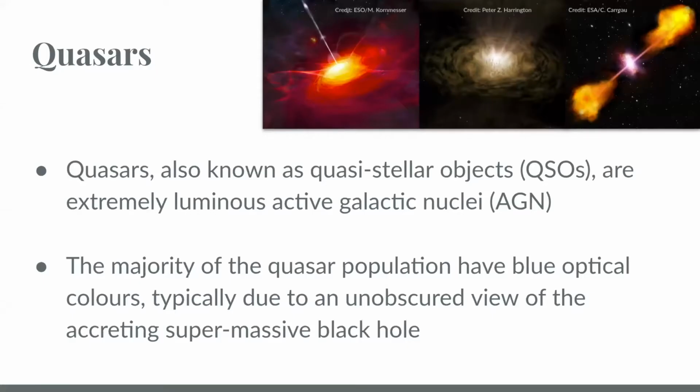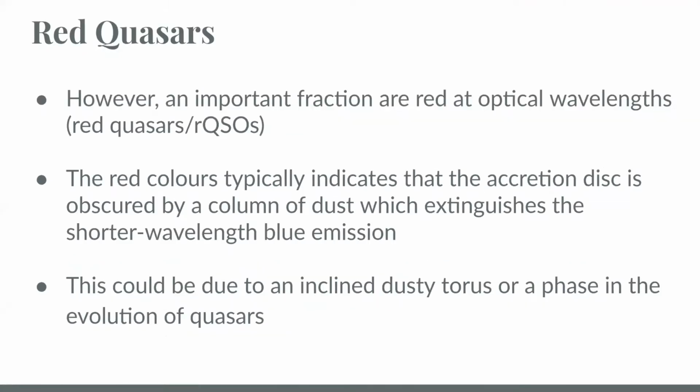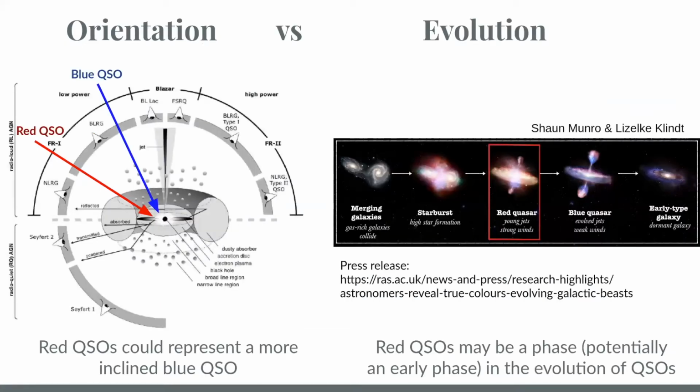So just a brief bit of background, quasars, also known as QSOs, are extremely luminous types of active galactic nuclei, and the majority of the quasar population have very blue optical colours, and this is typically due to an unobscured view of the accreting supermassive black hole. However, we've recently found an important fraction that are red at optical wavelengths, and we refer to these as red quasars or RQSOs. So the red colours typically indicate that the accretion disk is obscured by a column of dust, but whether this is due to an inclined dusty torus or a phase in the evolution of quasars has been widely debated. So these are the two most popular scenarios.